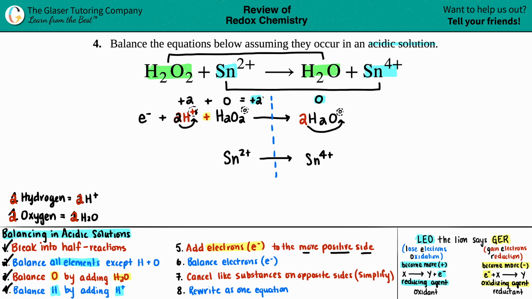Well, think of it as a number line. How many jumps does it take to go from plus 2 to 0? You need 2 jumps. So I need 2 electrons. Do the same thing for the bottom.